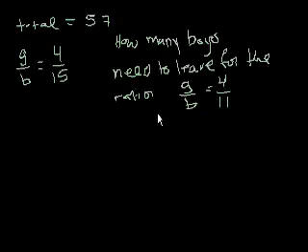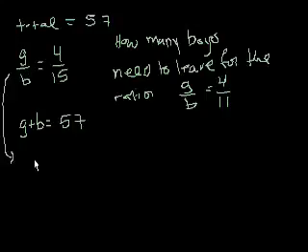So a good place to start is just to figure out how many girls and how many boys there are in this classroom. And we already learned how to do that in the introduction to ratio problems. We know that the girls plus the boys is equal to 57, because there are 57 total kids in the room. And we also know that the girls are equal to 4 over 15 times the boys. And then we can just substitute that back into this equation.